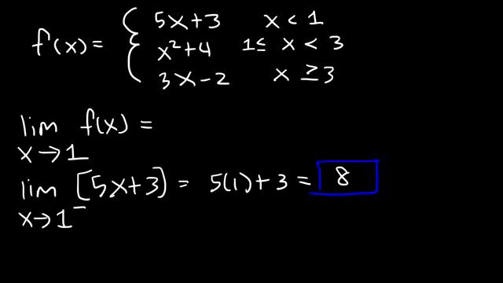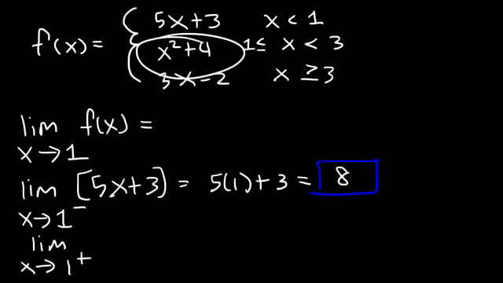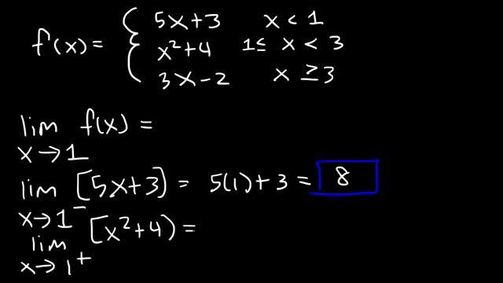So now let's do the same thing for the right side. So as x approaches 1 from the right, which of these 3 parts of the piecewise function should we use? 1 from the right is greater than 1, so we've got to use x squared plus 4. So that's going to be 1 squared plus 4, which is 5. So therefore, the left and the right side do not match. So this limit does not exist.